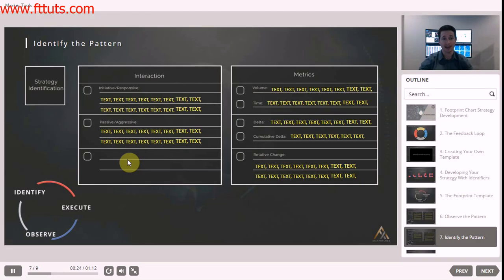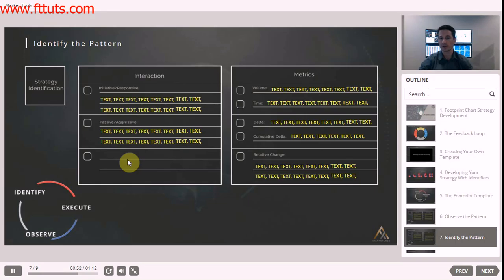Now, the first thing to look at is the two subsections, which is interaction and then the metrics. In terms of interaction, we're going to focus on was there initiative or responsive type price action? Was there passive or aggressive type price action? So it's the real interaction between the buyers and sellers that we're going to focus on. Then we're going to talk a bit about metrics. Some of the metrics we're going to focus a lot of attention on in the template are volume, time, the delta, the cumulative delta, as well as the relative changes.